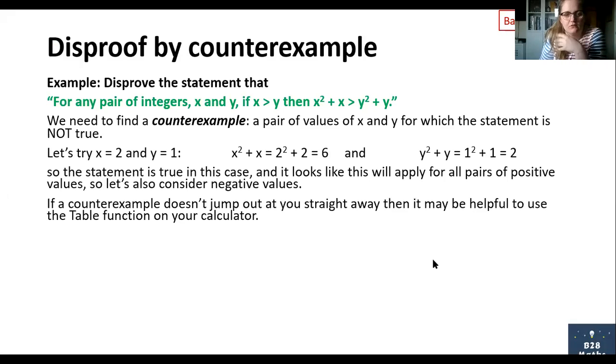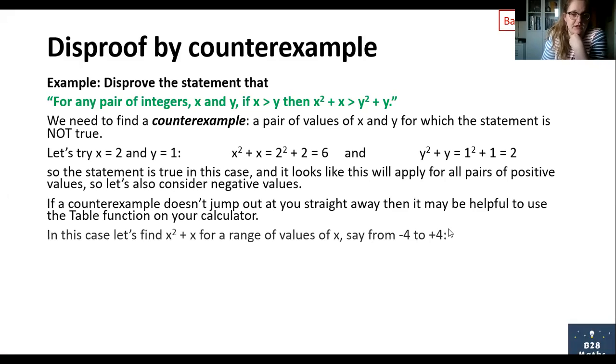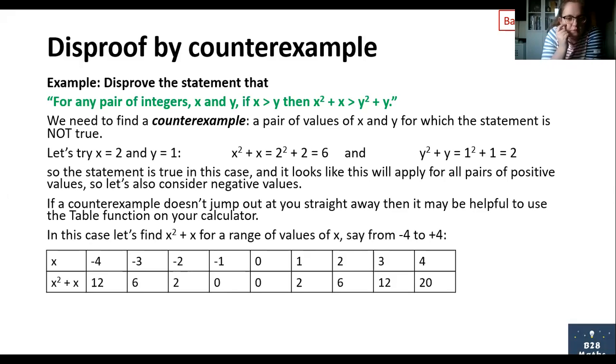So basically, if a counterexample doesn't jump out at you, you use the table function on your calculator. In this case, we find x squared plus x for a range of values of x. We could say our range of values for x could be from -4 all the way up to +4. Let's see if I can actually get this up at the same time. We should eventually end up with a table that looks like this. So we have x being -4 all the way up to 4, and then we would put in x squared plus x, and this would come up as a table on your calculator.